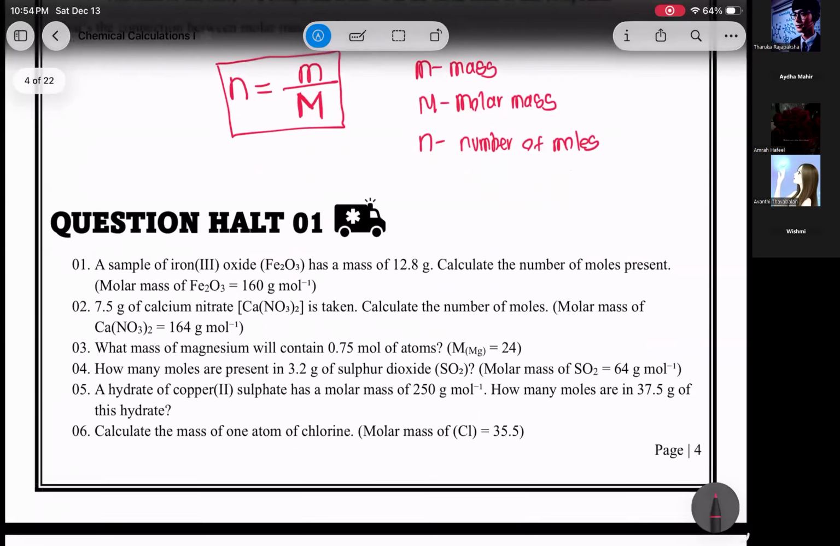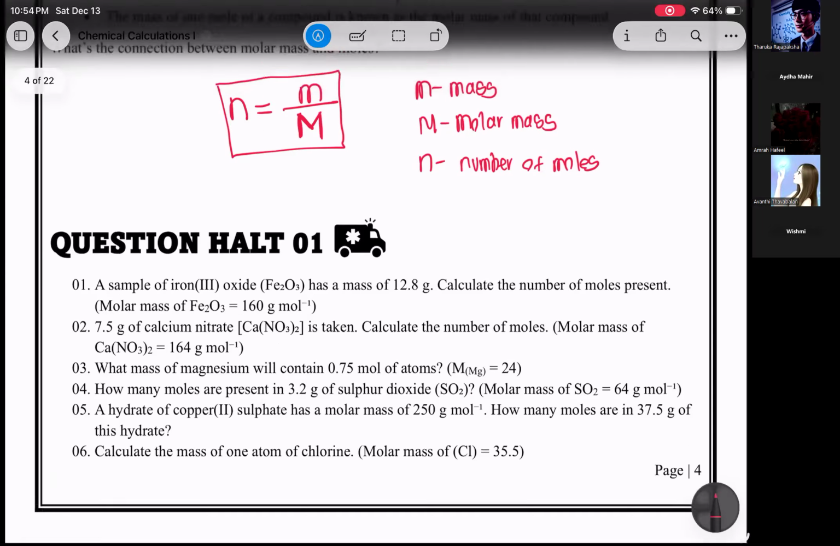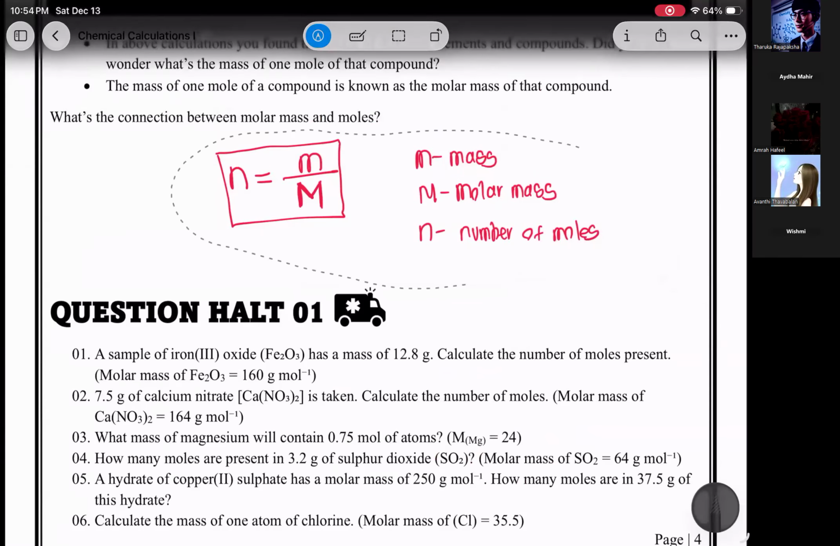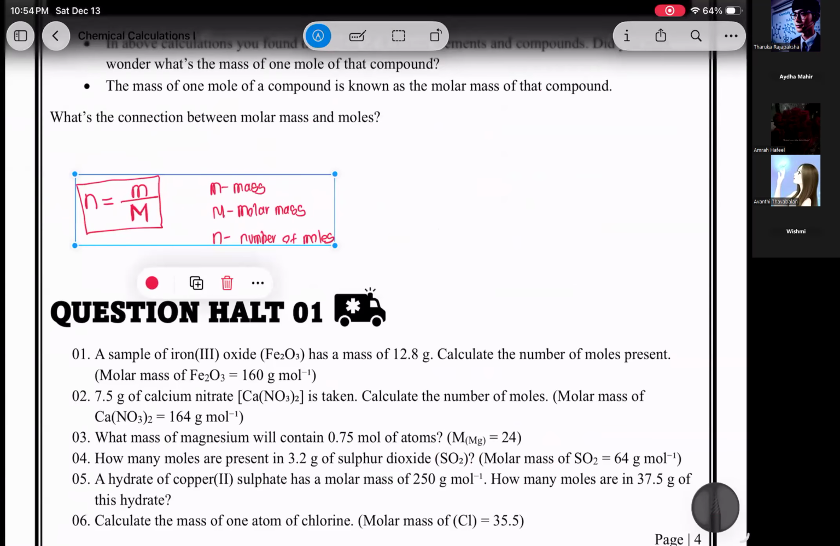Now we have some easy questions here also. They might look complex, but they are not complex. Look at the first question. A sample of iron 3 oxide, Fe2O3, has a mass of 12.8 grams. Calculate the moles present in it. They have given the molar mass. Easy question. Let's go through it. I'm going to do it here. People, now they have given the mass.